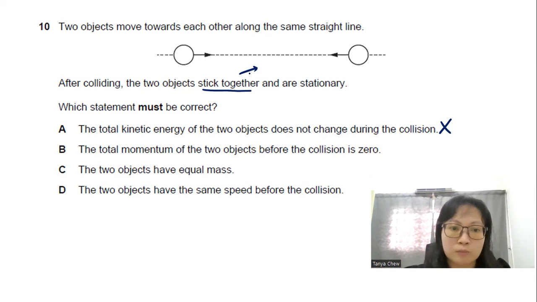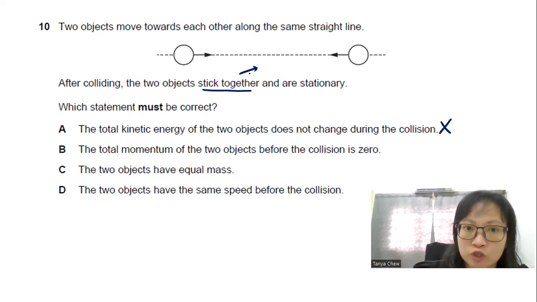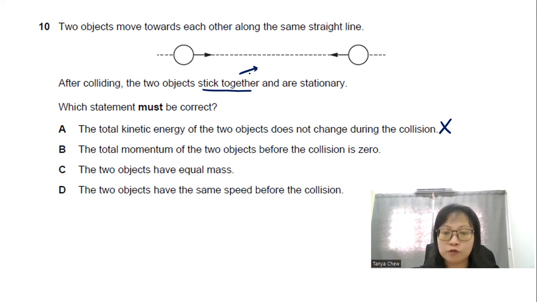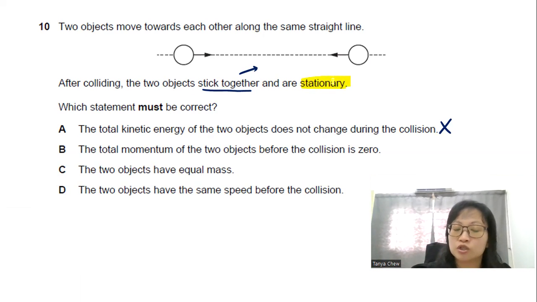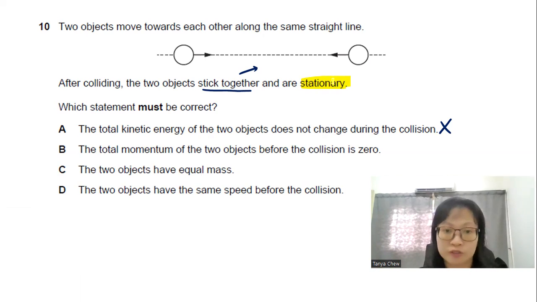B, the total momentum of the two objects before the collision must be equal to 0. This is true. Based on the principle of conservation of momentum, the total momentum before the collision must be equal to the total momentum after the collision. The statement tells you that after the collision, these two objects are stationary. That also means that the total momentum after the collision is equal to 0. It has to be equal to the total momentum before the collision.